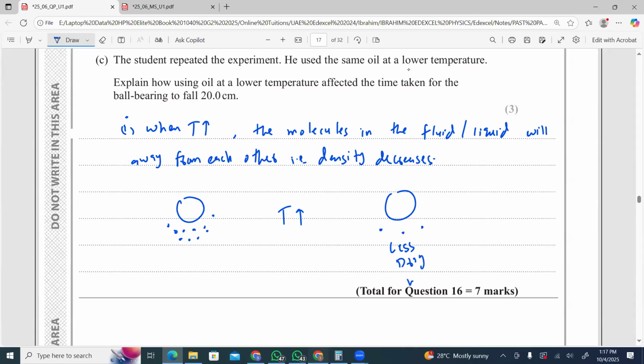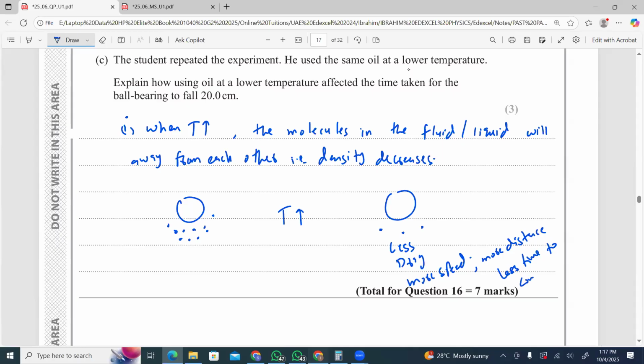So less drag means more speed, right? More speed means more distance. More distance means less time it will take to cover. So you would just write density decrease as a result. Write these numbers in points.